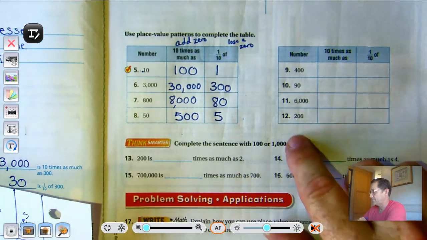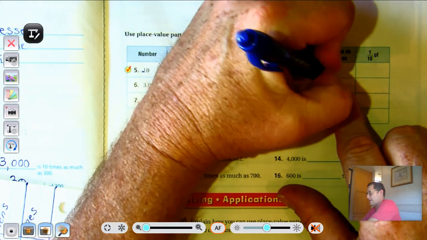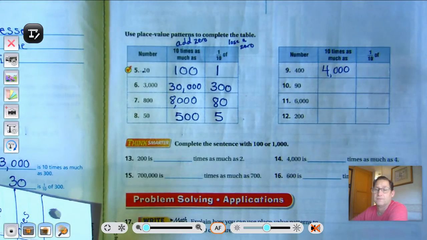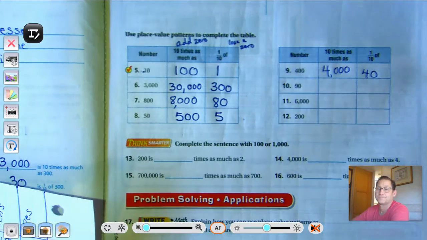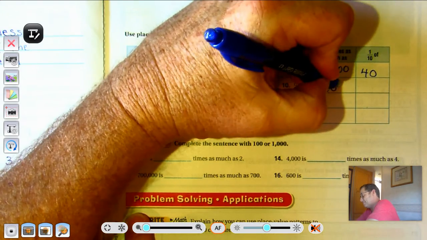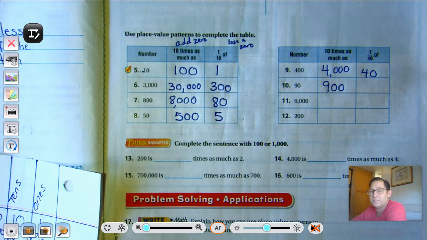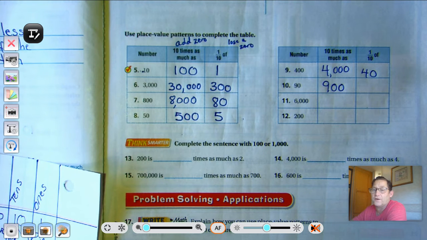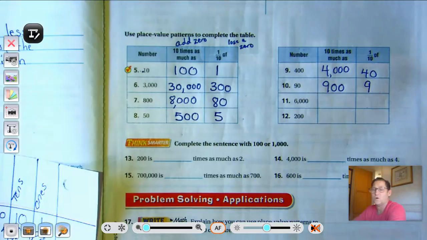So keep going here. When I go 10 times as much, I know that all I really have to do is add a zero. I'm going from hundreds to thousands. 1/10 of 400, I'm going from the hundreds to the tens, so 40. 10 times as much as 90 would be 900. We're going from the tens to the next place value, hundreds. When I go from 90 and I take 1/10 of it, I'm going from the tens to the ones.